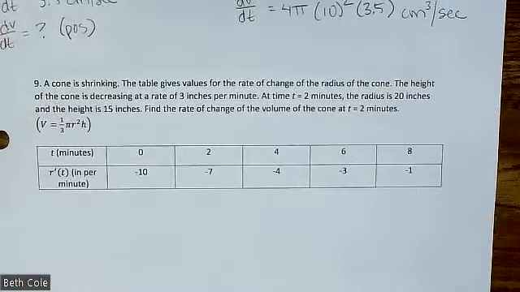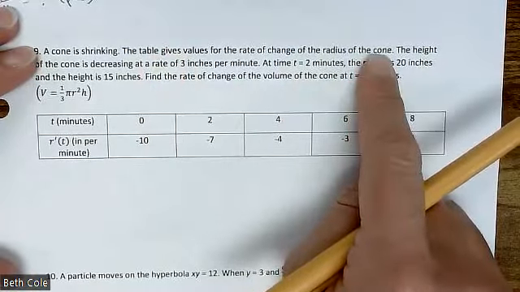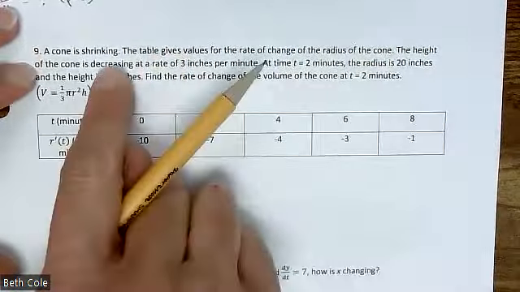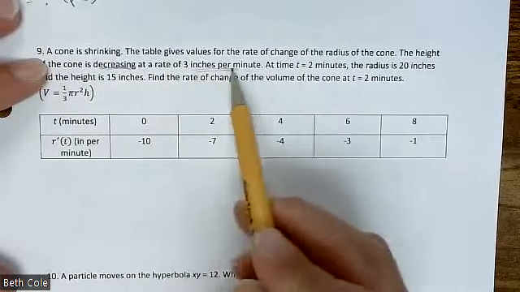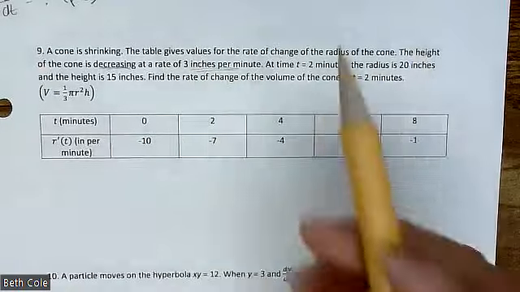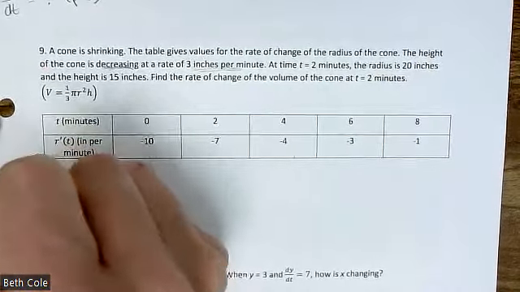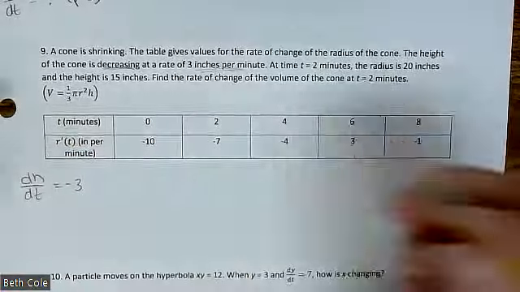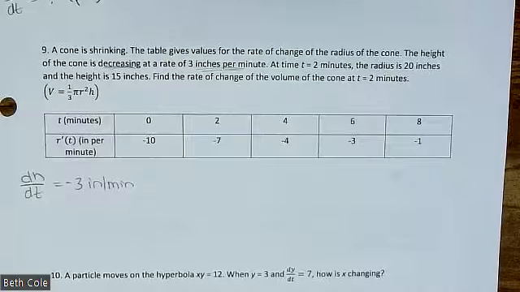All right, a cone is shrinking. The table gives values for the rate of change of the radius of the cone. So it's the same kind of thing we just did. The height of the cone is decreasing at 3 inches per minute. So how will I label that? Height is decreasing. Good, it's dHdt, and it's -3 inches per minute. This is another one that's free response, right? Yeah, so we have to worry about the units.